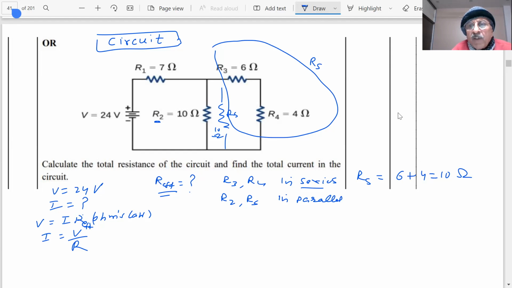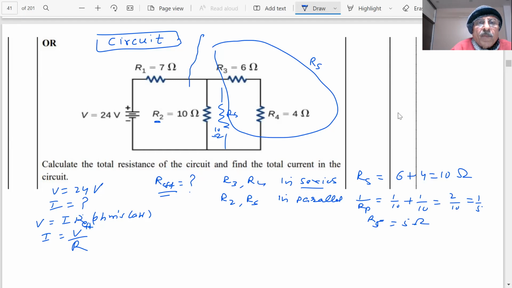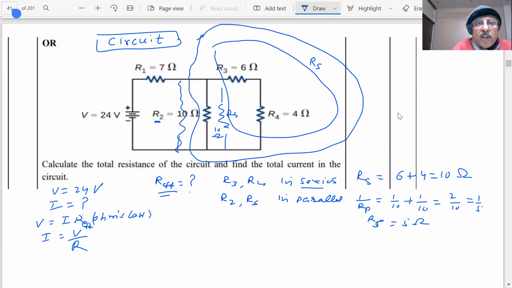Now in parallel, what will be the effective resistance? I use 1 by RP. 1 by 10 plus 1 by 10. How much is that? 2 by 10, 1 by 5. Then RP is equal to, student, how much is it coming? 5 ohms. So up to now, this plus this becomes 5 ohms. Okay? I have now this circuit. Student, this whole becomes another 5 ohms here.